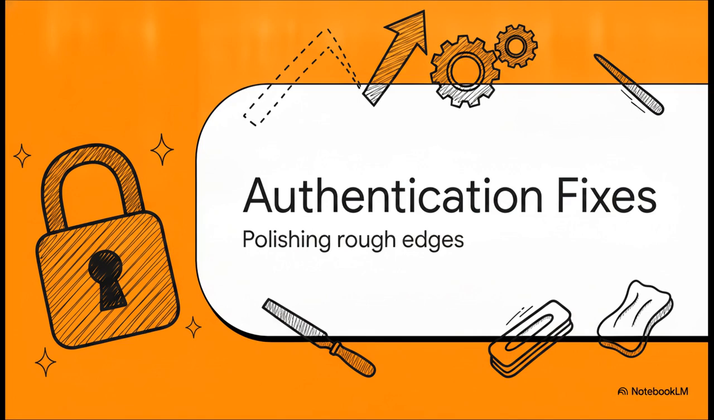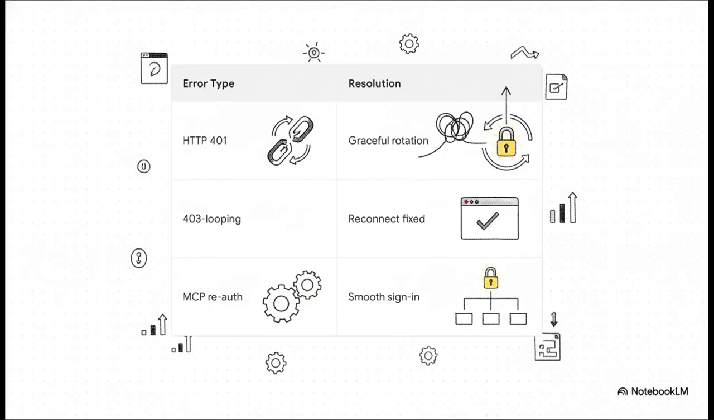Section 5, Authentication and Quick Fixes, Polishing the Rough Edges. Broken authentication is literally the fastest way to derail a great coding session. So this update patches some incredibly annoying authentication loops, making OAuth token handling so much more robust. We've all been there, right? You kick off a huge automated run, you step away to grab a coffee, and you come back only to find it just died halfway through because of a silent HTTP 401 token expiration. Brutal. Well, now, those expiring tokens will gracefully rotate in the background without blowing up your tasks.